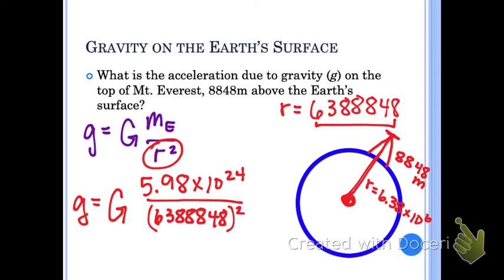We have to make sure that radius number gets squared, and it's just something that we're going to forget pretty often. Under M, who squares under M? 9.77 meters per second squared. Very good.